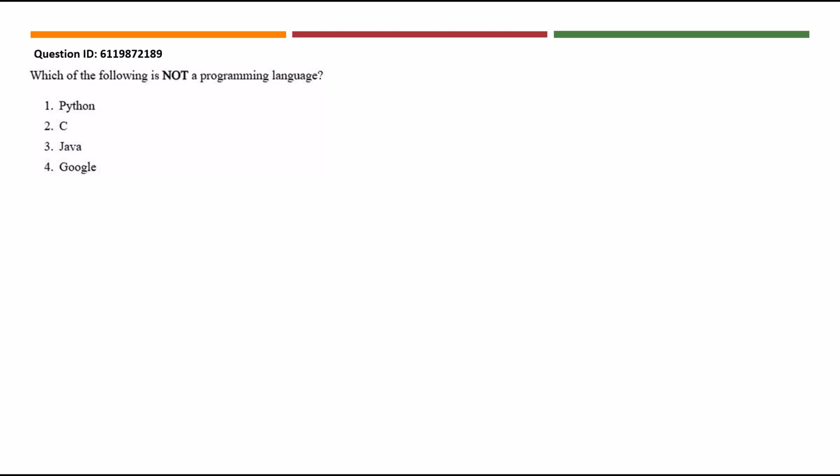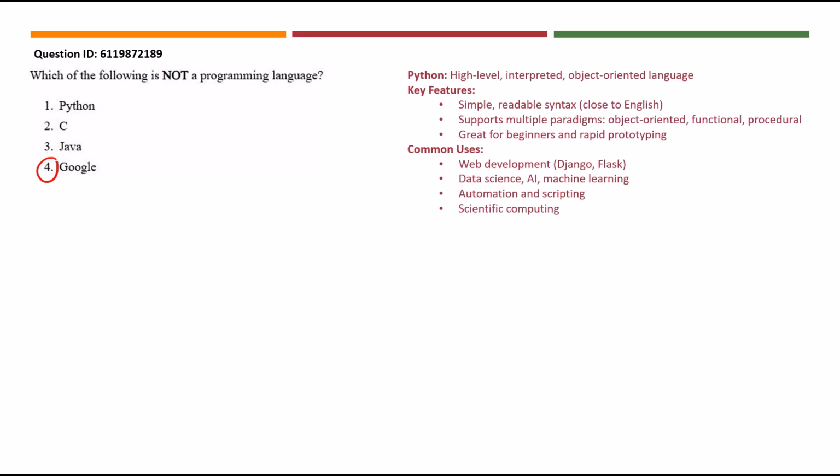Next question. Which of the following is not a programming language? Definitely option number 4, Google is not a programming language. Python is a high-level interpreted and object-oriented language. Python has a very simple and readable syntax that is close to English language. It supports multiple paradigms like OOP, functional and procedural. This is great for beginners and rapid prototyping.